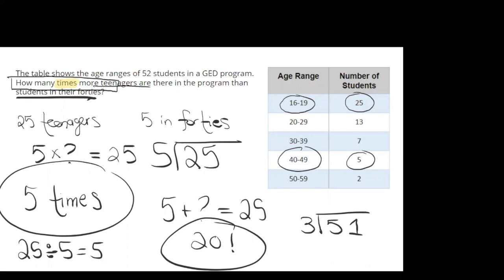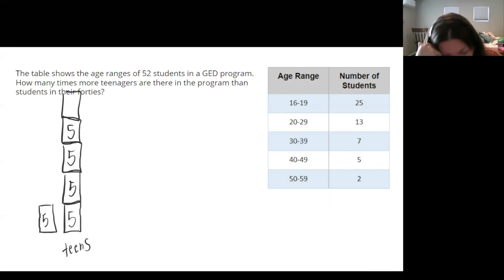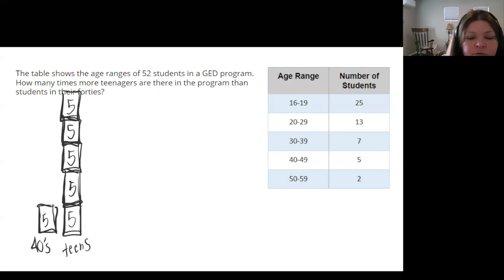Is anybody a visual learner and they'd like a picture? Visualizing helps me. Wonderful. I'm just going to draw a visual representation of this. If I have 25 teens, it's like I took that group of 5 40-year-olds and drew that 5 times. 1, 2, 3, 4, 5 times that picture to get 25 teens.